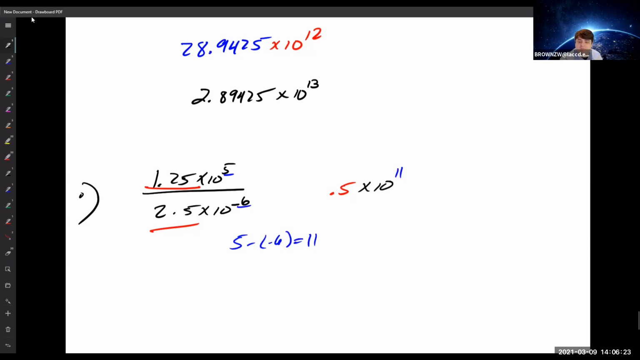Once again, we have the decimal not in the right place. I want it to be behind the 5. Right now it's in front of the 5, so I need to move it over 1. But that was a smaller number, so that means that I need to subtract 1 from this power. Technically, if you want a decimal here, 5 point.